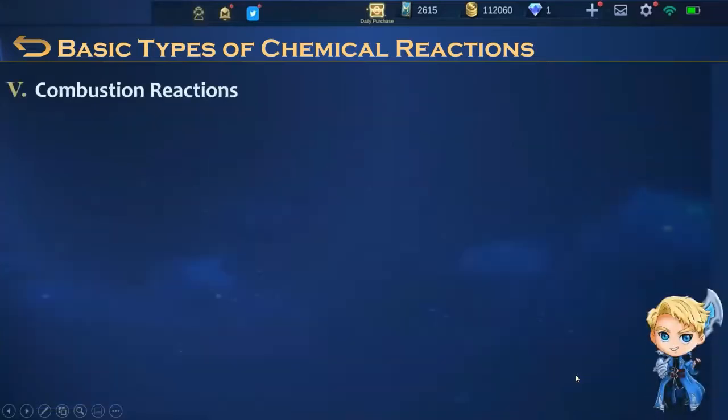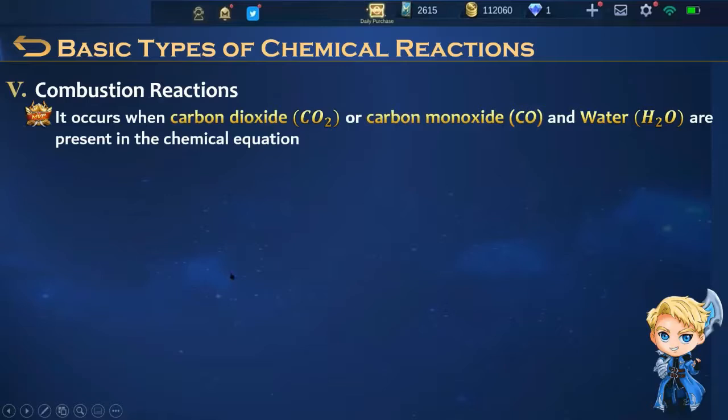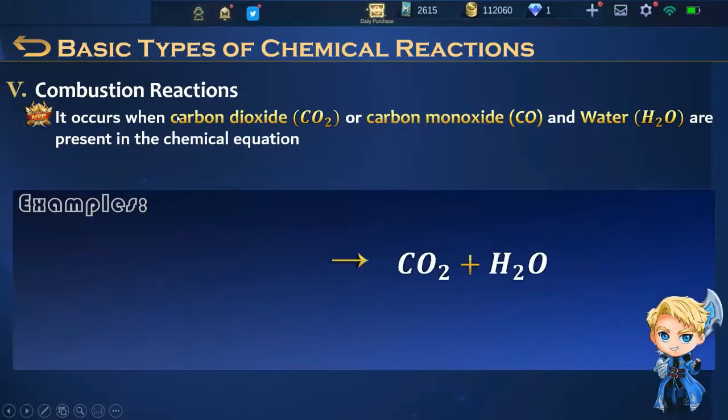Okay, and for the last type of chemical reaction, we have combustion. It occurs when carbon dioxide or carbon monoxide, the symbol is CO or CO2, and water are present in the chemical equation. Sometimes this combustion equation class kay pwede siya synthesis, pwede siya decomposition, so manang exemptions siya sa ruling or atong technique para dali nato ma-identify ang equation kay basta present gani ni ang CO2 or CO and water, H2O, automatic combustion siya.